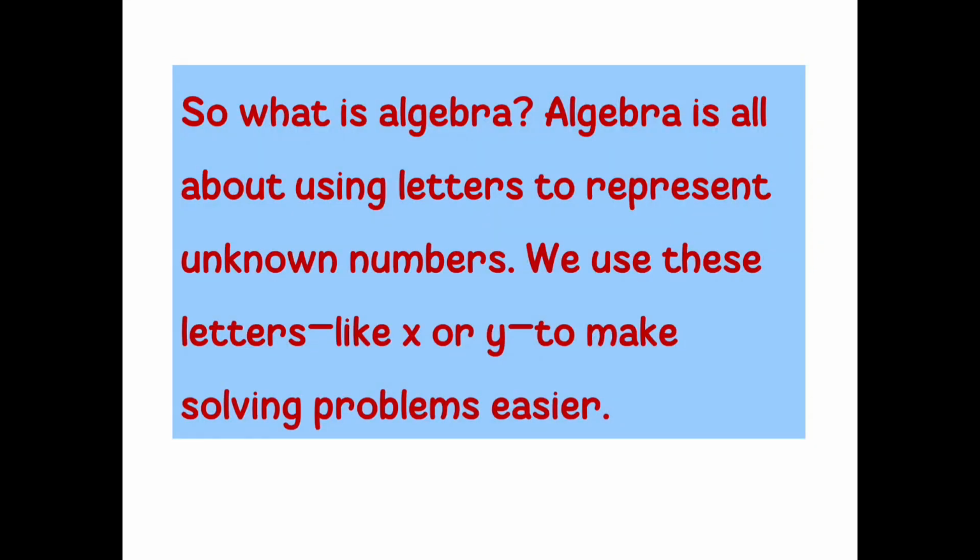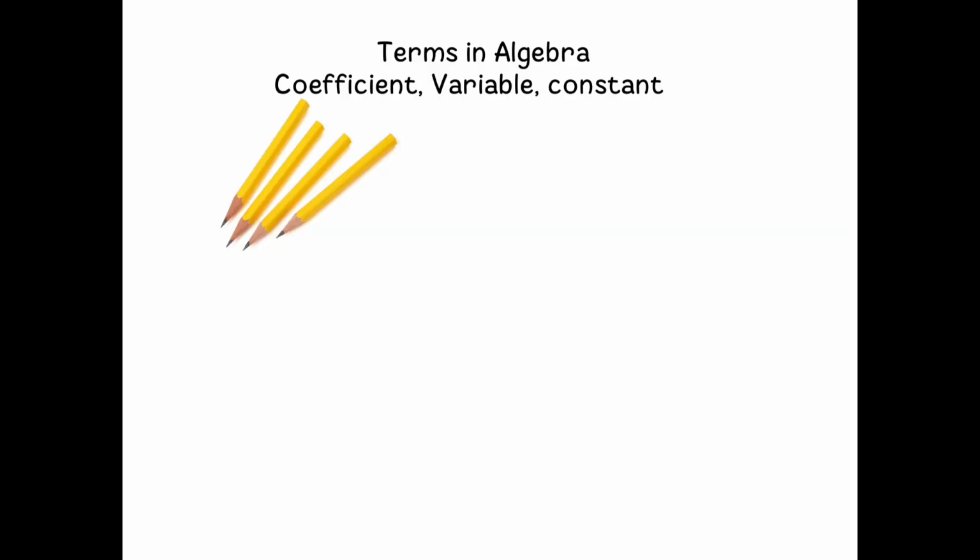So what is algebra? Algebra is all about using letters to represent unknown numbers. We use letters to represent unknown numbers. You can use any letter from A to Z. So we use letters like X or Y or the likes to make the solving of problems easier. Do you understand? Very good. So there are terms you need to know in algebra.